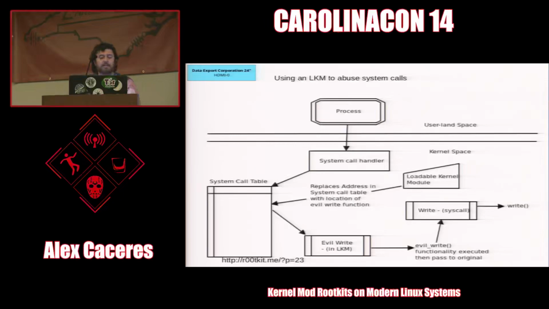So this is kind of what it looks like, right? We replace the address in the system call table. It does the evil write, which is just our new write function. Evil write is executed. We typically will do the evil write and then call the actual write so that it's not detected, right? So we're actually calling the syscall at the very end of whatever malicious thing it is that we're doing.